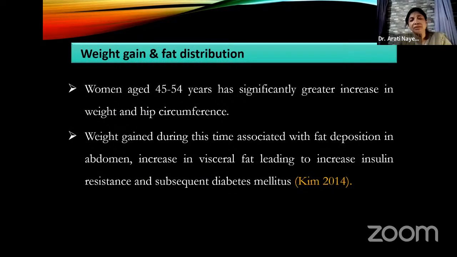One of the worst things that happens during menopause is weight gain and fat distribution. Women aged around 45 to 54 years have a significantly greater increase in weight and hip circumference. And weight gain during this period causes fat deposition in the viscera and abdomen, that causes an increase in visceral fat, leading to insulin resistance and metabolic syndrome.